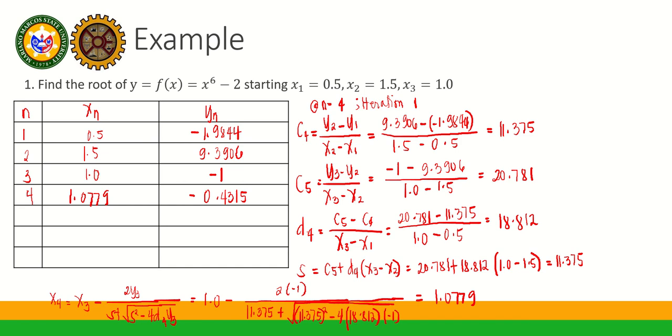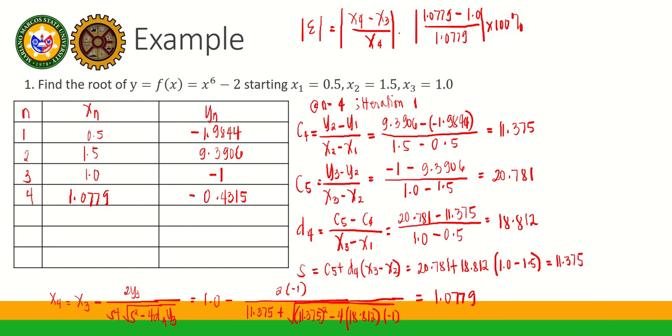And in computing for the relative error for this problem, we have the formula. Relative error natin is the absolute value of our error. So that is equal to x sub 4 minus x sub 3 over x sub 4. So ito yung formula na kukunin natin. Yung nakuha mo ngayon minus sa previous na nakuha mo na value ng x divided by the x value na nakuha mo ngayon. So, this is equal to x sub 4 natin is 1.0779 minus 1.0 all over 1.0779 multiplied by 100%. So, times 100 pala to.